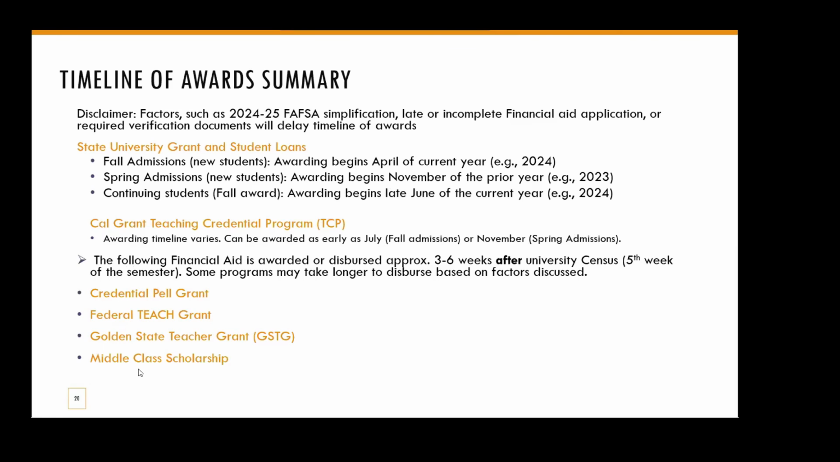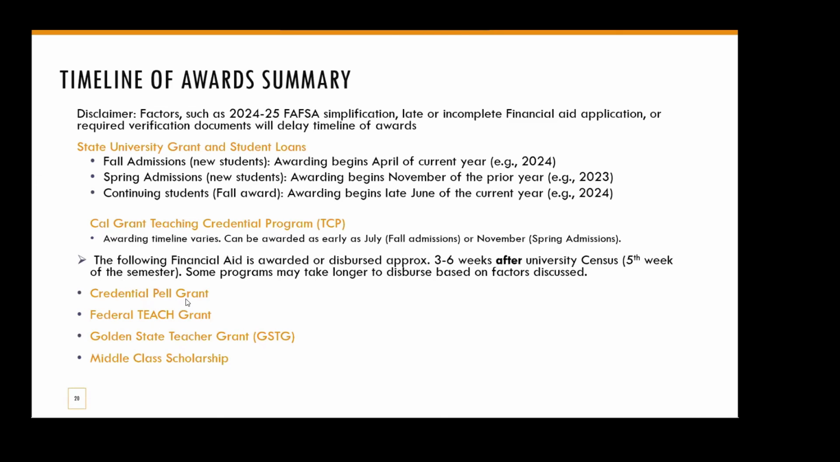And then the following financial aid awards are disbursed approximately 3 to 6 weeks after university census, which is the 5th week of the semester. Some programs may take longer to disburse based on factors discussed. So discussed meaning like if you have a late application or missing information, or if you have missing or required verification documents, that can also impact the timeline of when you will get your offers.